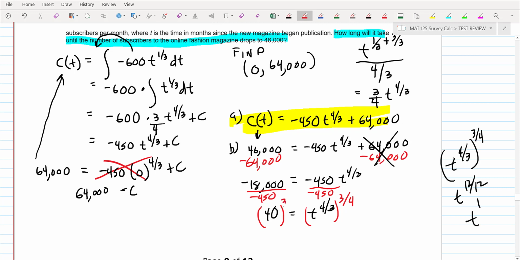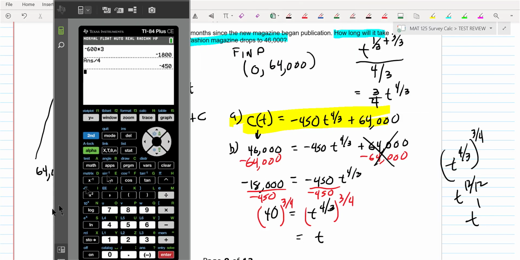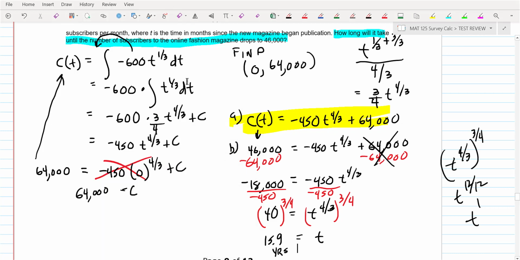So you do that to both sides, and be sure you study how to do that, because this shows up a lot. Then you can go to your calculator. The rest of it is just 100% calculator. Just do 40 raised to the 3/4 power. I'm not going to go over how you do that by hand, so you would end up getting that value, which is about 15.9. I don't know if that's days or years. No, it said months. So the problem says months.